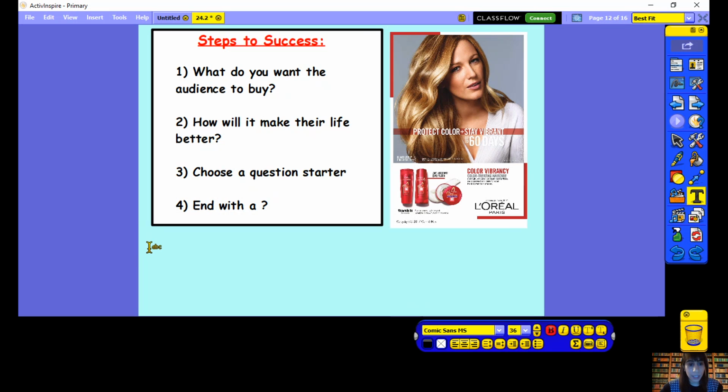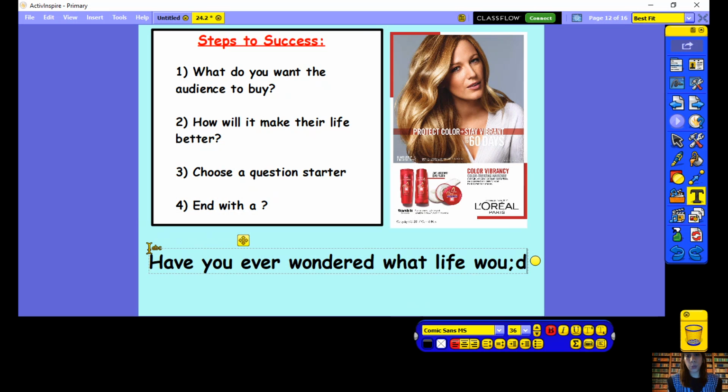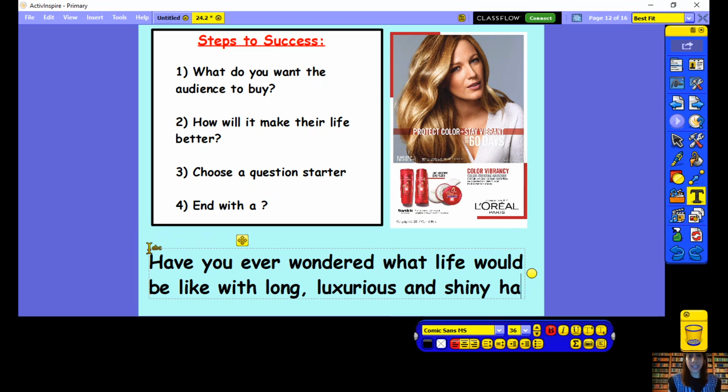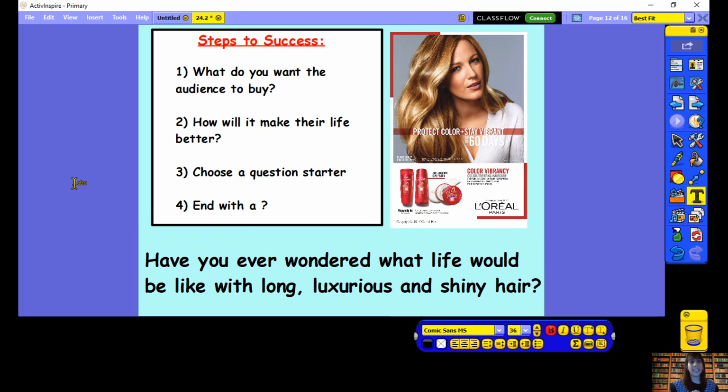So I'm going to choose a question starter and I'm going to go for, have you ever wondered? And thinking about, what did I say I wanted them to think about? How's it going to make their life better? Shiny, long, strong hair. Have you ever wondered what life would be like with long, luxurious and shiny hair? Question mark.